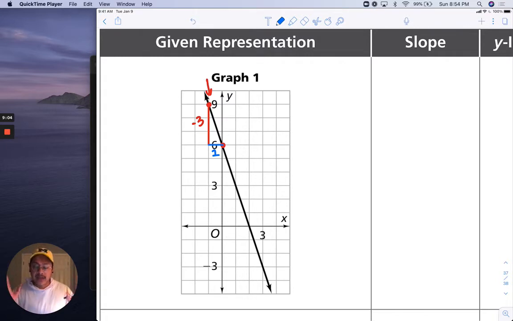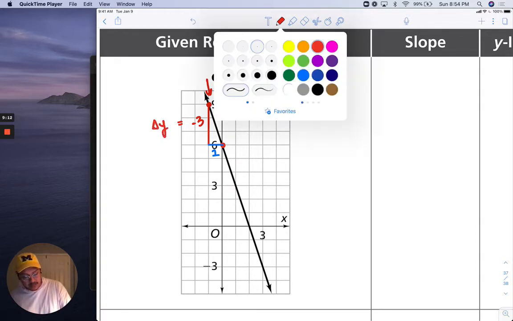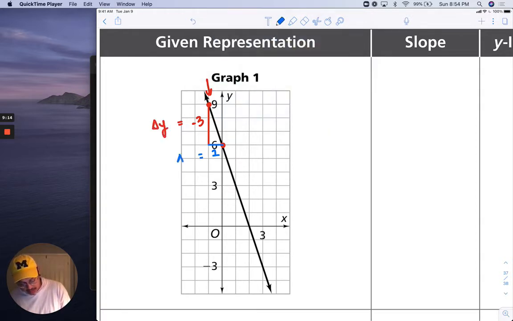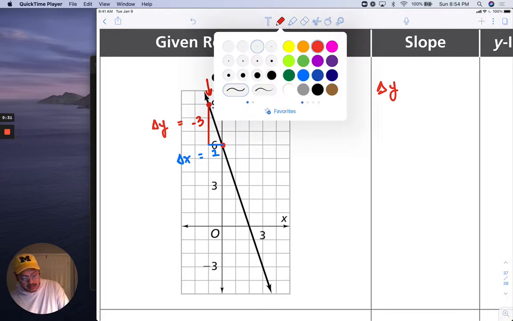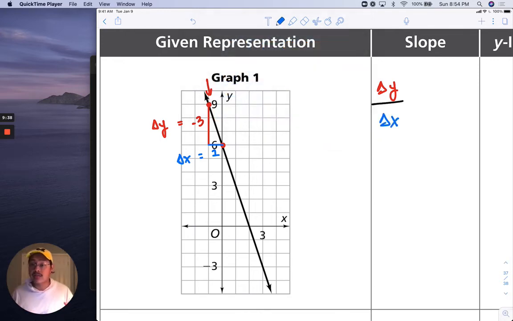So I have found my 2 pieces of information I need for the slope. This is my vertical change, this -3. This 1 is my horizontal change. Did I say negative change? No, vertical change is delta y is -3, and horizontal change is 1. All right, so when we write the slope, remember, the ratio is the change in y over the change in x. And we found both of these values.